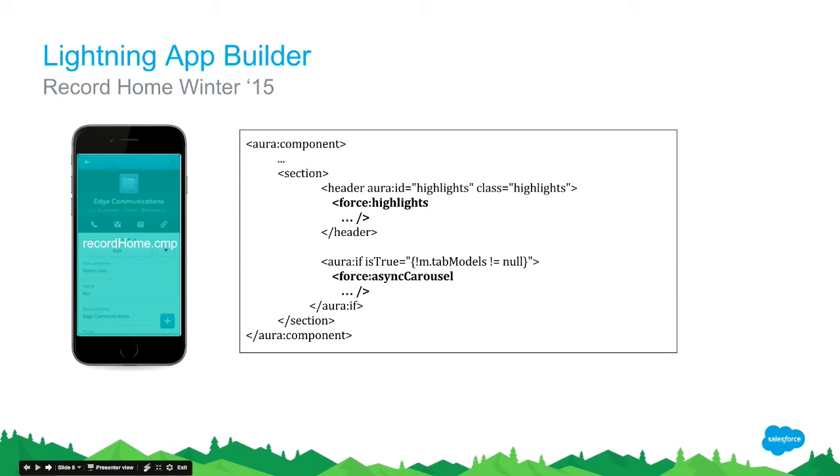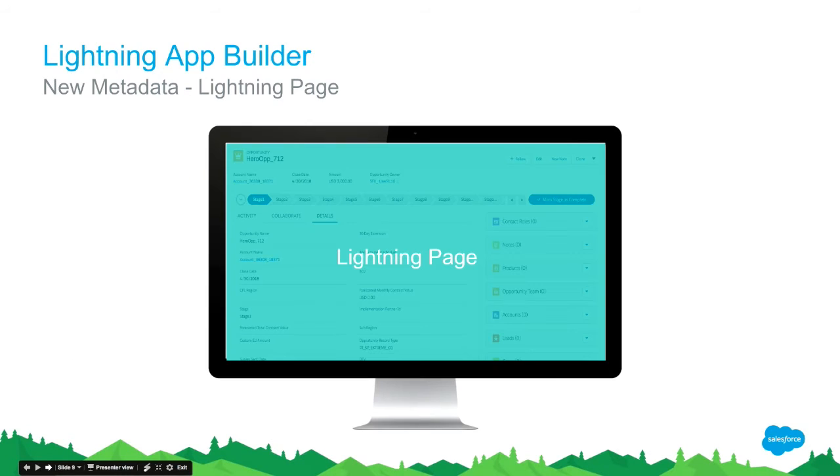So how do we solve this issue? We bring up a whole new metadata called Lightning Page. Record Home is no longer a standalone component, but a Lightning Page. It's a set of metadata: the content of the page, the layout of the page, the composition of the page, they are all metadata.